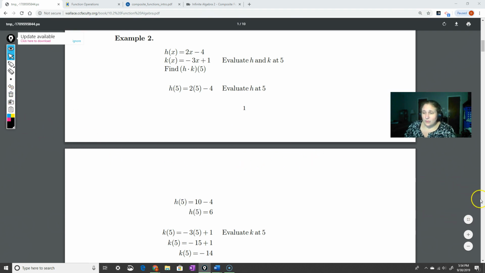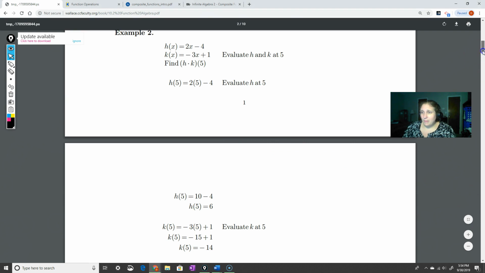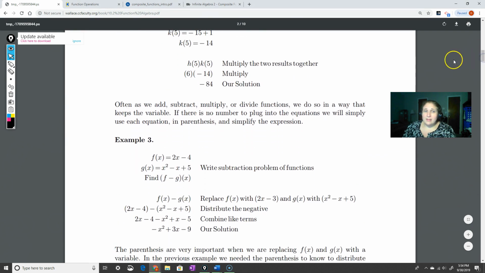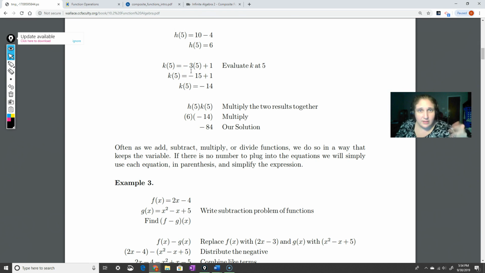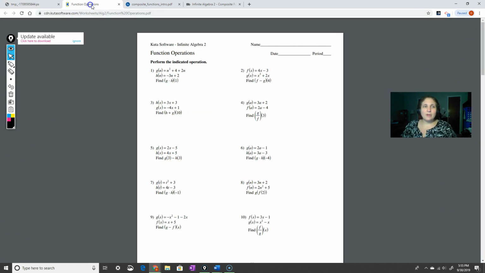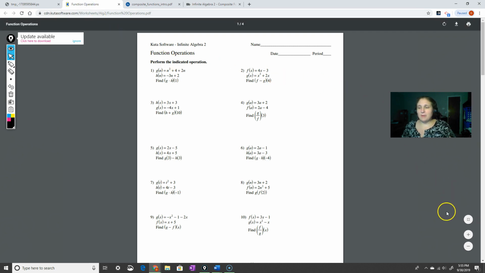Then we scroll down again. Then it tells us, okay, what would it be when you plug it into k? Well, when we plug 5 into k, we just simplify and solve. -3 times 5 is -15. Add 1, you get -14. It said multiply these values together. When we multiply, what's 6 times -14? -84. It's literally that simple, step by step by step.